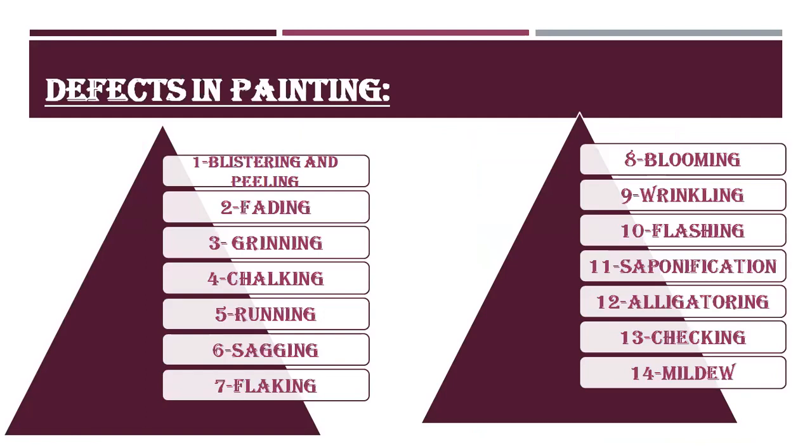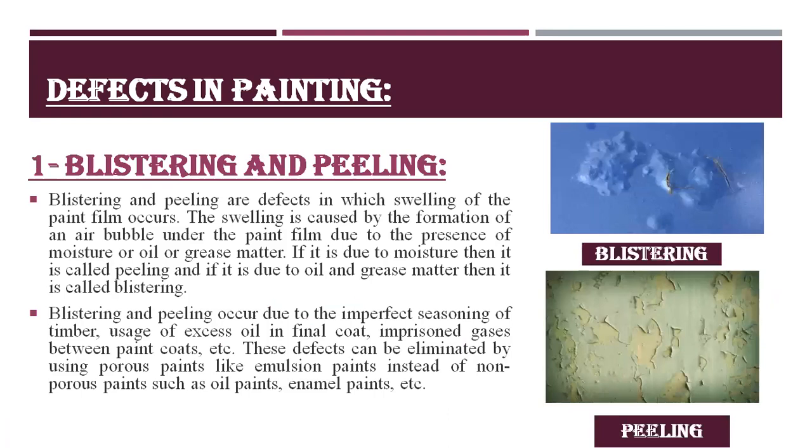First is blistering and peeling. Blistering and peeling are defects in which swelling of the paint film occurs. The swelling is caused by the formation of an air bubble under the paint film due to presence of moisture or of oil or grease matter. If it is due to moisture, then it is called peeling, and if it is due to oil and grease matter, then it is called blistering.